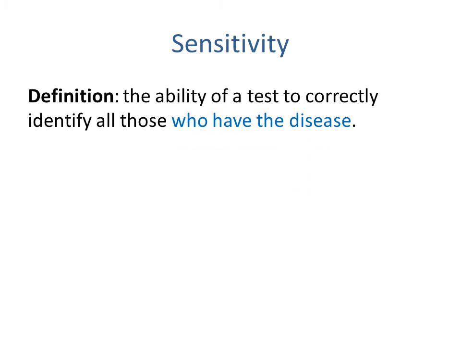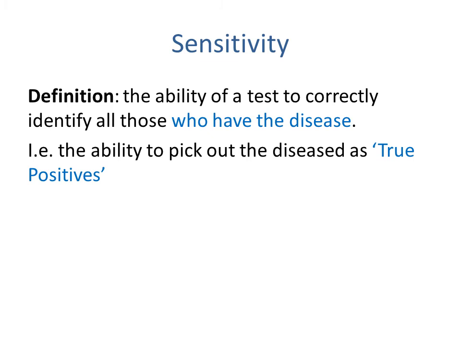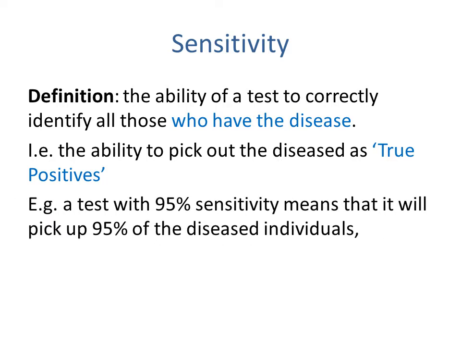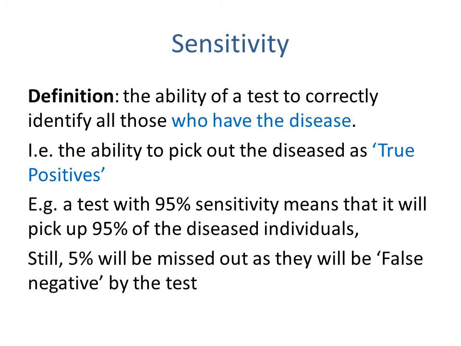Sensitivity of the test. Sensitivity is defined as the ability of a test to correctly identify all those who have the disease. That is, the ability to pick out the patients as true positives. A test with 95% sensitivity would mean that it will pick up 95% of patients as positives, yet 5% of the patients will be missed out, and these will be the false negatives by the test.